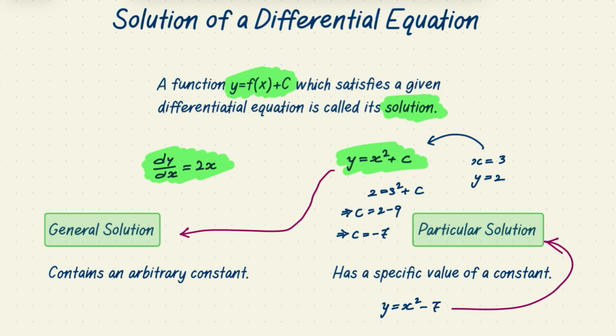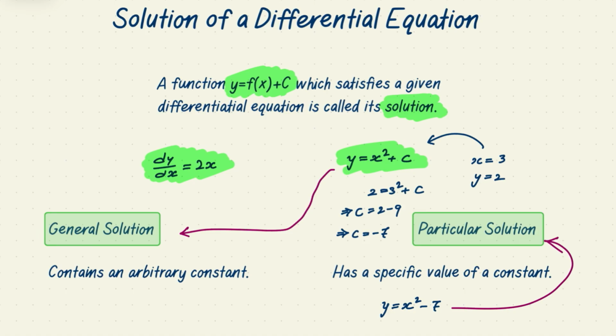So just remember, if you have an arbitrary constant in the solution, then that solution is the general solution, and if you can get the value of c, then that solution is called the particular solution. We will be discussing more about general solution and particular solution in upcoming videos. For now, we will just check whether the given solution is the solution of a differential equation or not.